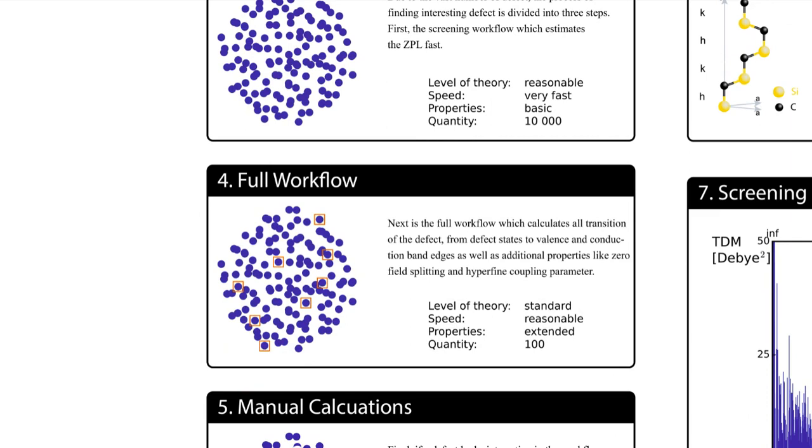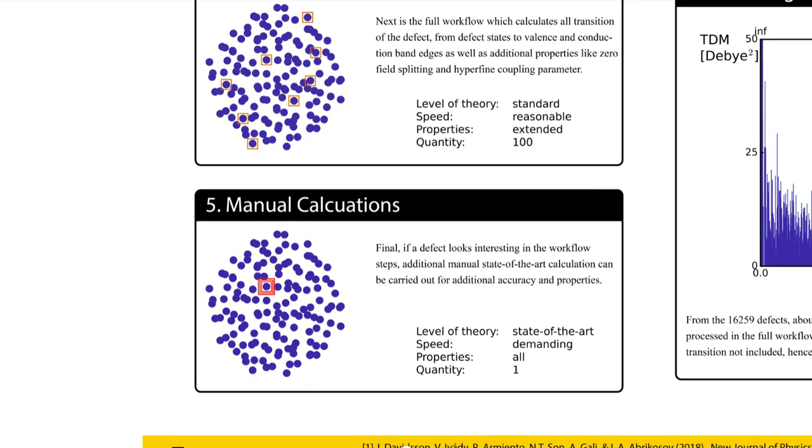In this workflow, not only the ZPLs are calculated, but all transitions between the defect state, the valence band and the conduction band edges are calculated. Also, the charge and spin states of the defect are calculated, as well as additional properties like hyperfine coupling parameters and zero field splitting, which can also be used for identifying the defect. If something looks very interesting, we can do additional manual calculations for these defects.